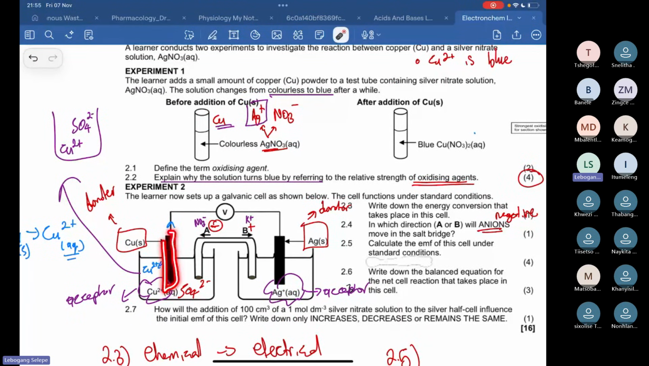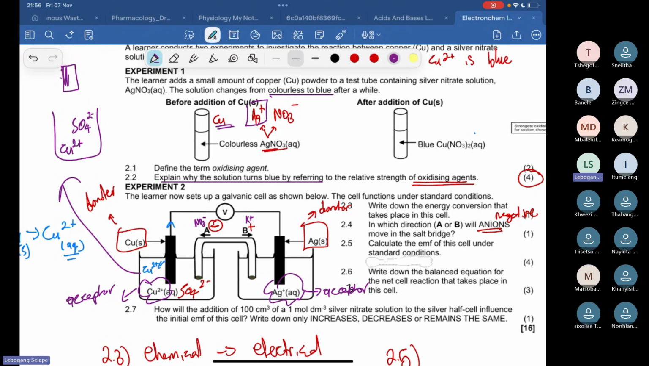More on this electrode, the copper. What's happening here? You tell me what's happening on this copper electrode. Copper is being oxidized. What does that mean? It means it's losing electrons. Yes. Whenever it loses electrons, it's going to change phase, from being a metal, as you can see, this is a metal, to being an ion.